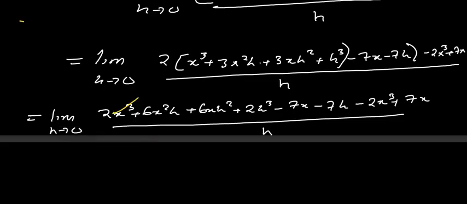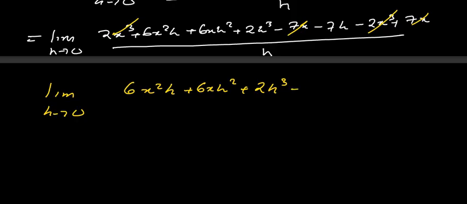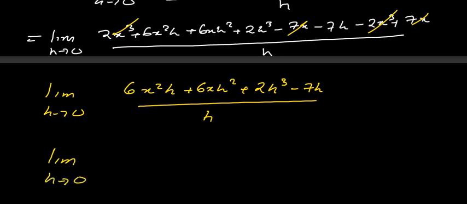You're able to see that this subtracts with that. This goes away with that. So now we have the limit as h approaches 0 of 6x squared h plus 6x h squared plus 2h cubed minus 7h, everything over an h.